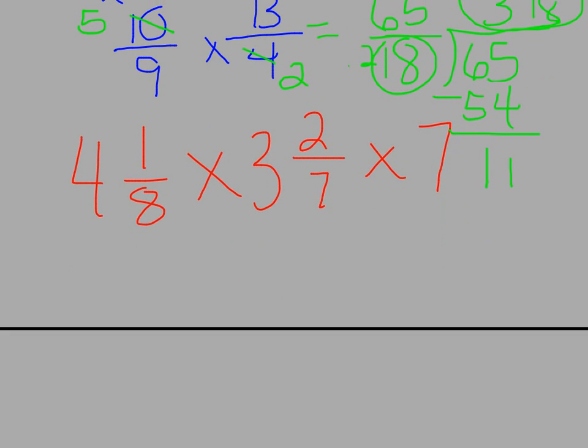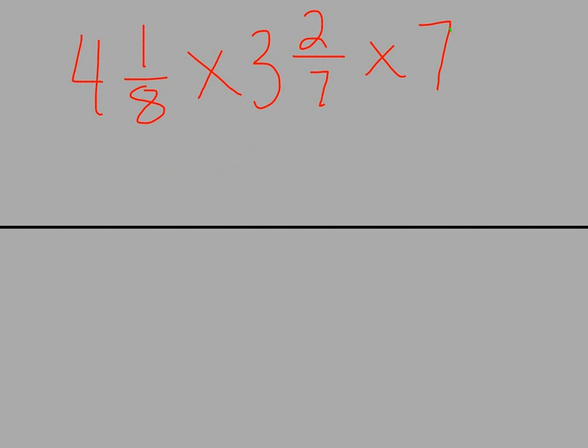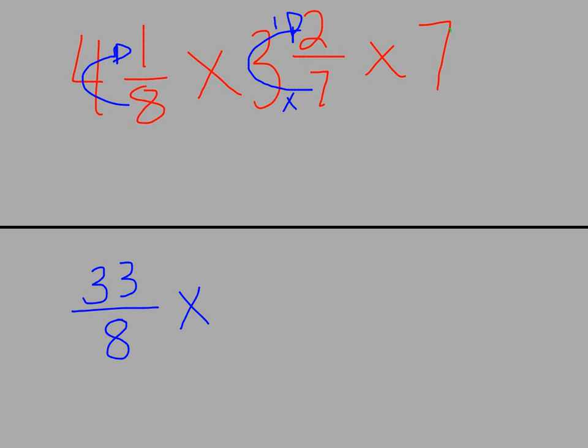Looking at this last example, I'm going to erase some of this green work so we can see the last example. There we go. I'm going to start out by making improper fractions. So again, I do the U-turn. 8 times 4 is 32, plus 1 is 33. I'll write it down here. Put that over 8. And then 7 times 3 is 21, plus the 2 is 23. So I'm going to put 23 over 7.